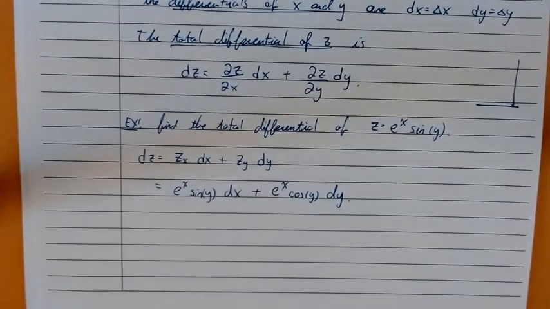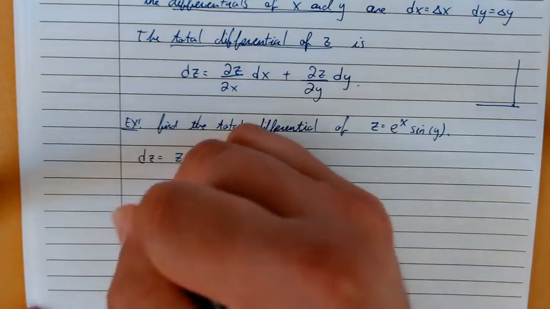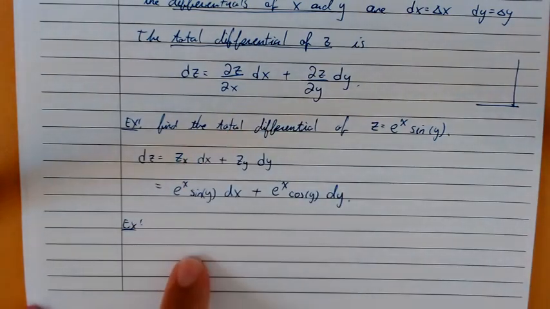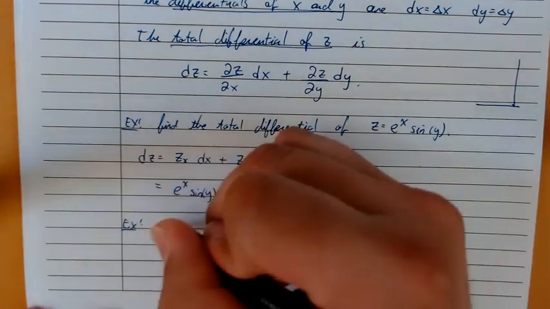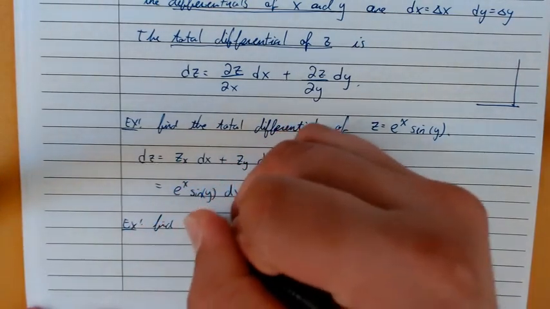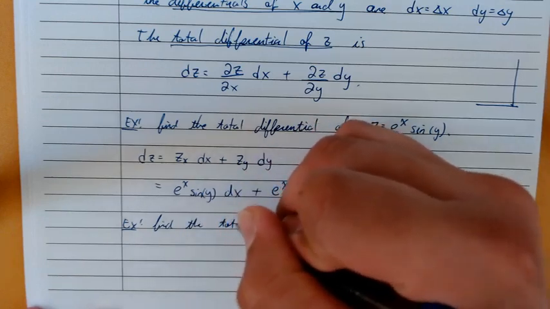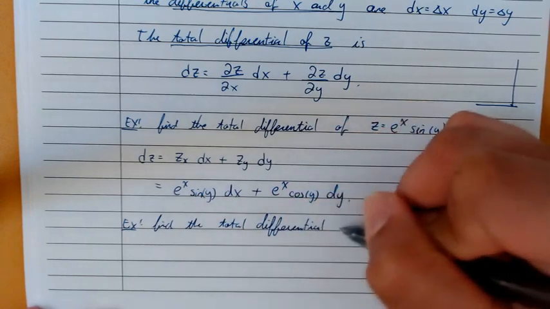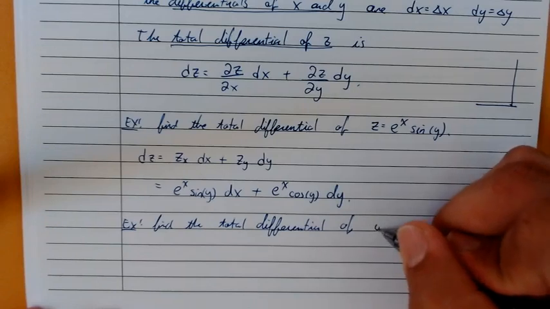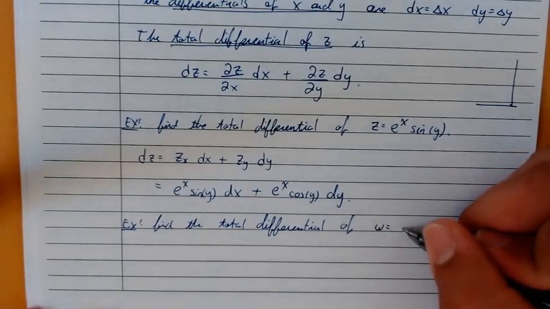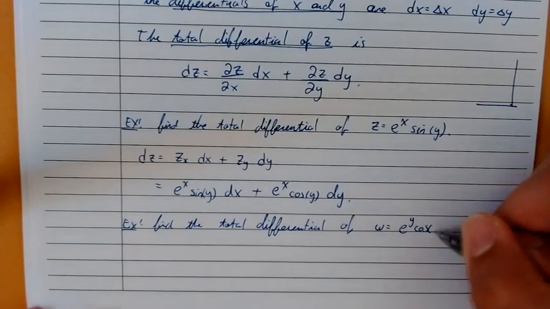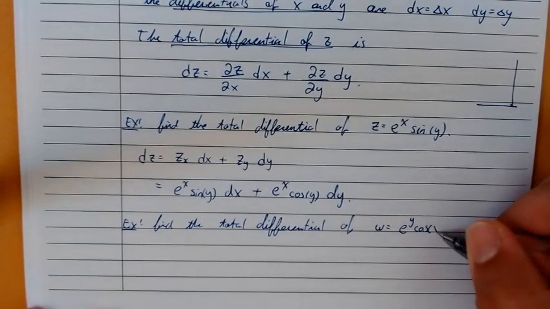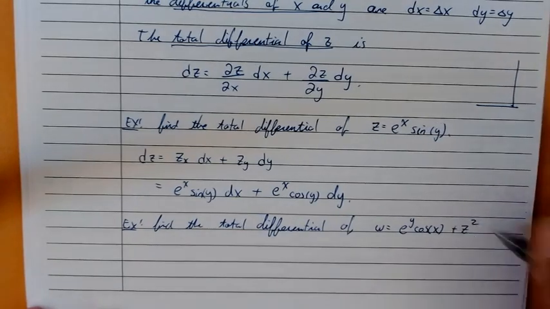And there is our total differential. Note this does extend to a function of higher dimensions. Here we would find the total differential of, let's say, w is equal to e to the power y cosine of x plus z squared.